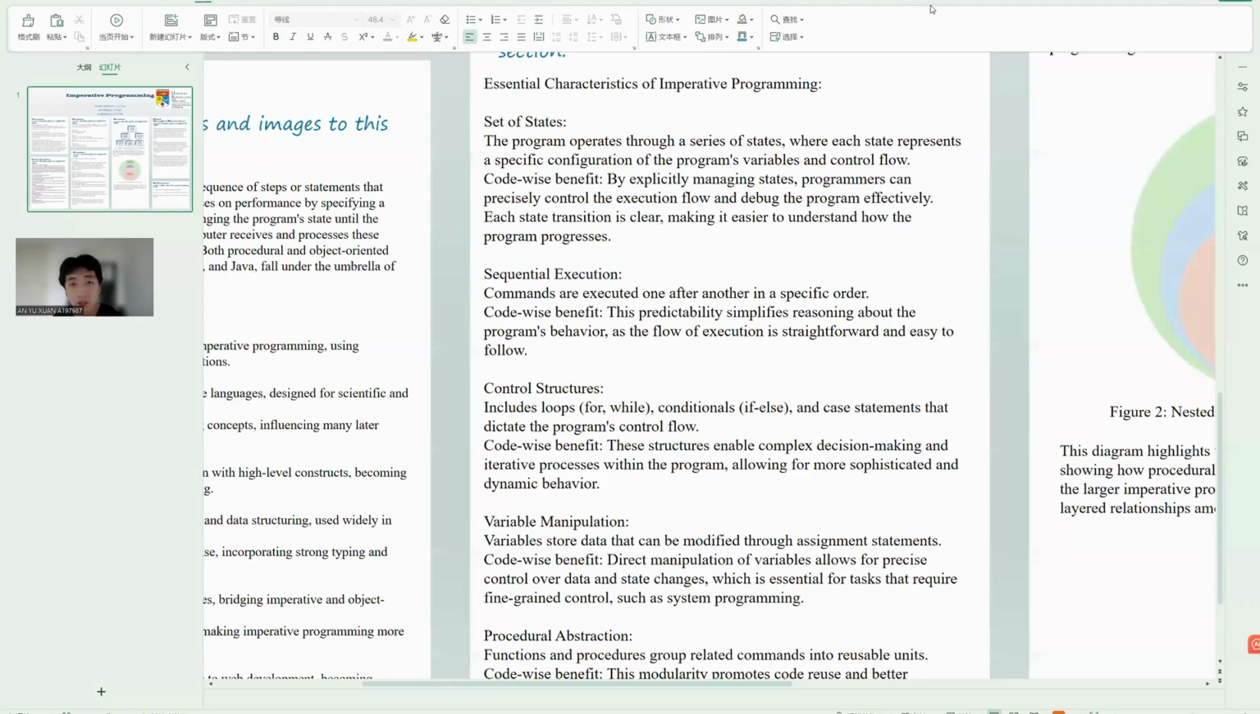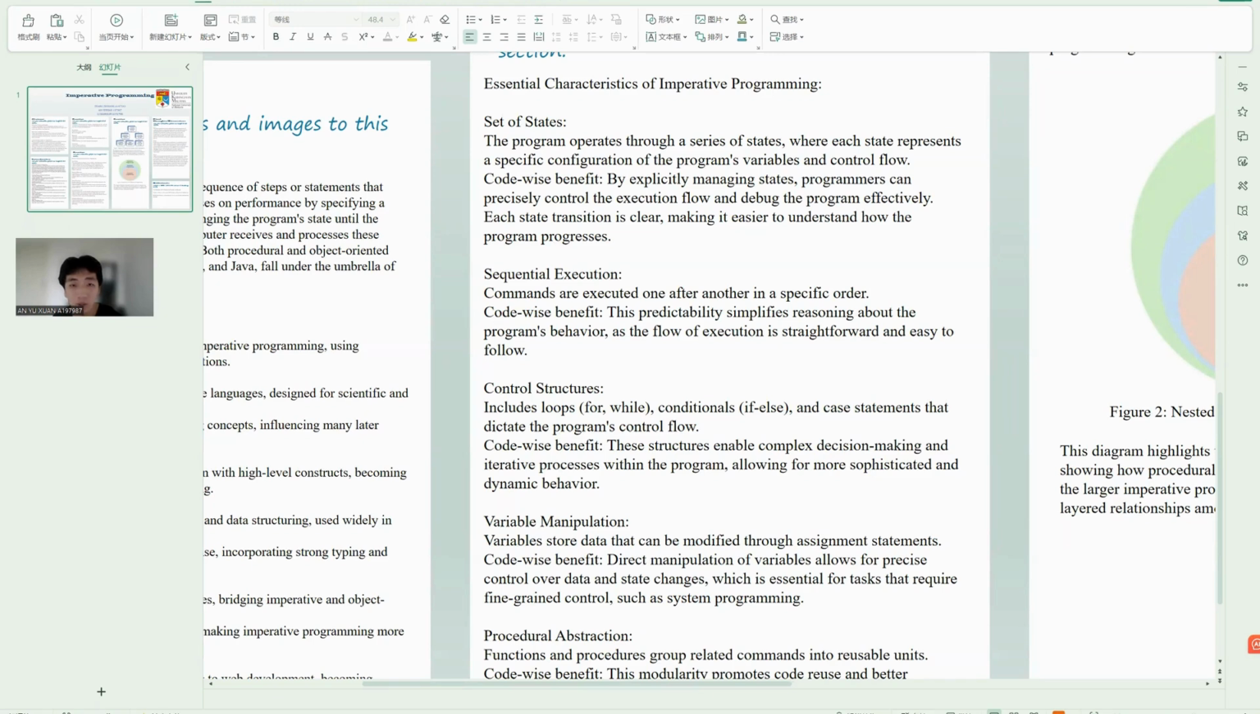Essential characteristics of imperative programming. State: the program operates through a series of states, where each state represents a specific configuration of the program's variables and control flow. Its benefits: by explicitly managing states, programmers can precisely control the execution flow and debug the program effectively. Each state transition is clear, making it easier to understand how the program progresses.